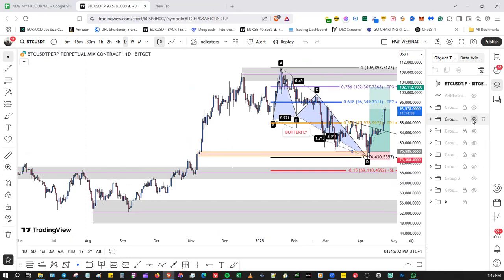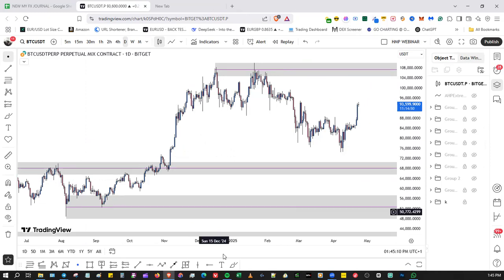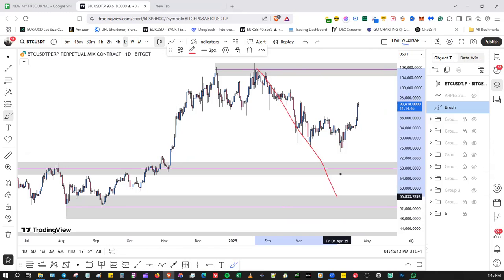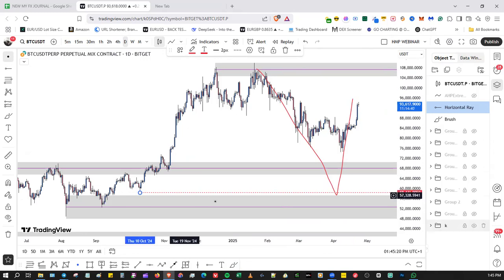Let me just hide this for a second. Now, look at what happened on Bitcoin. Everybody was expecting Bitcoin to push all the way down. A lot of people were just waiting for Bitcoin to tap into this inducement liquidity and then tap into this other block, right? But what did Bitcoin do?